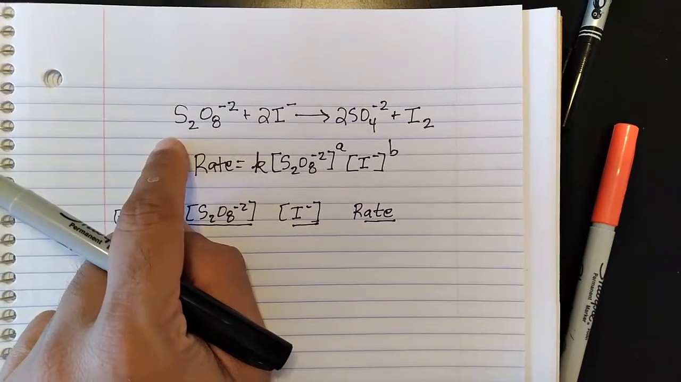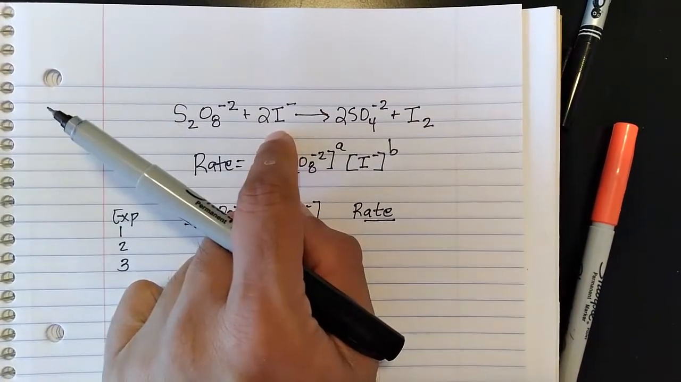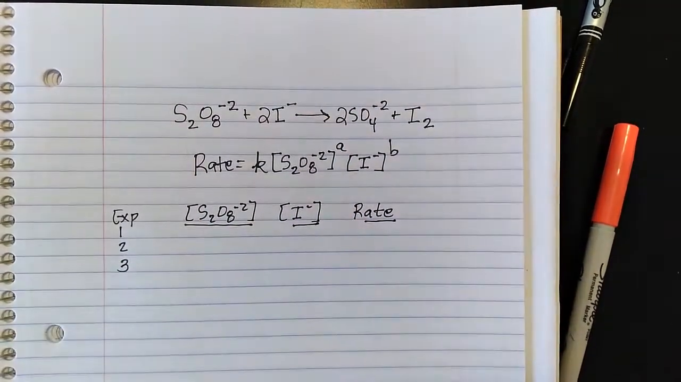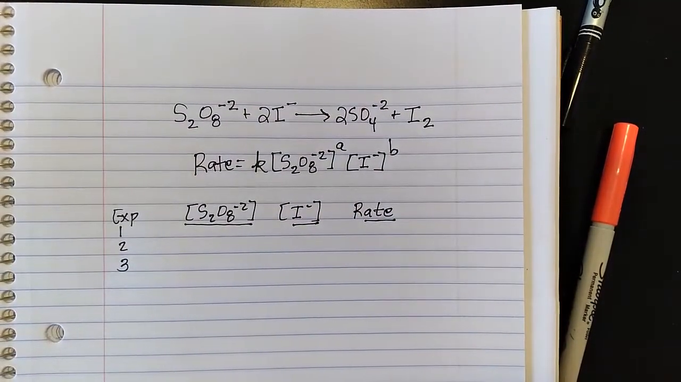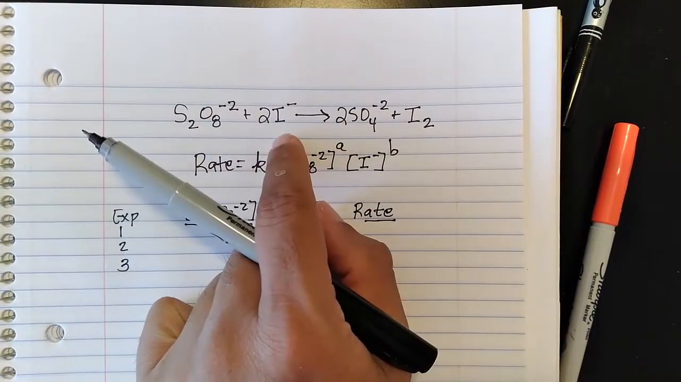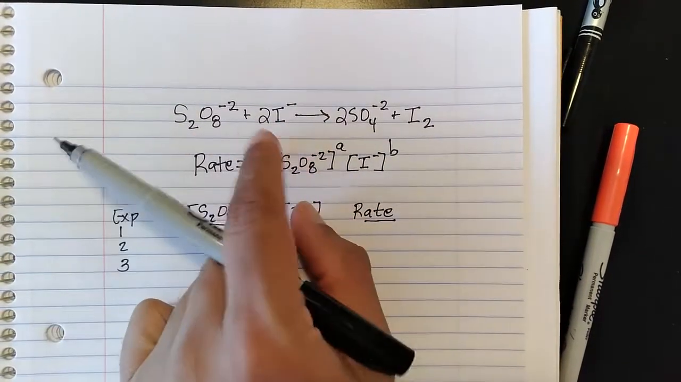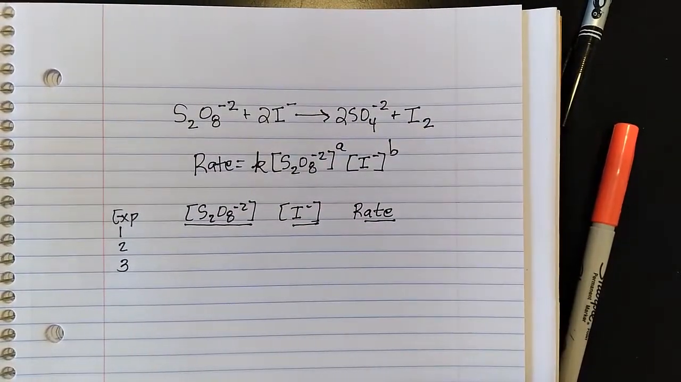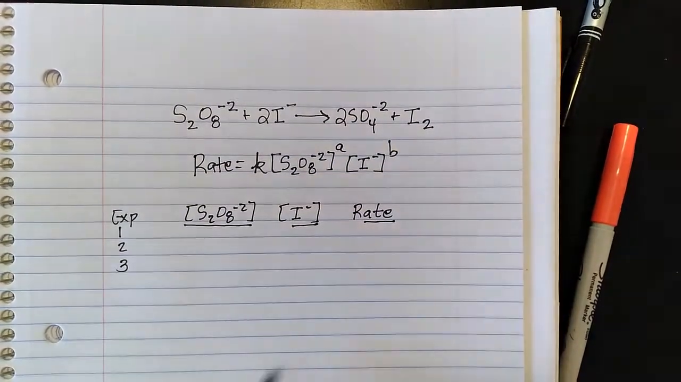This is called the persulfate ion. This is iodide, this is sulfate, and this is molecular iodine. So we're not concerning ourselves with the coupling reaction. The persulfate ion will react with the iodide anion to give you molecular iodine and the sulfate ion. And we want to figure out the rate law.